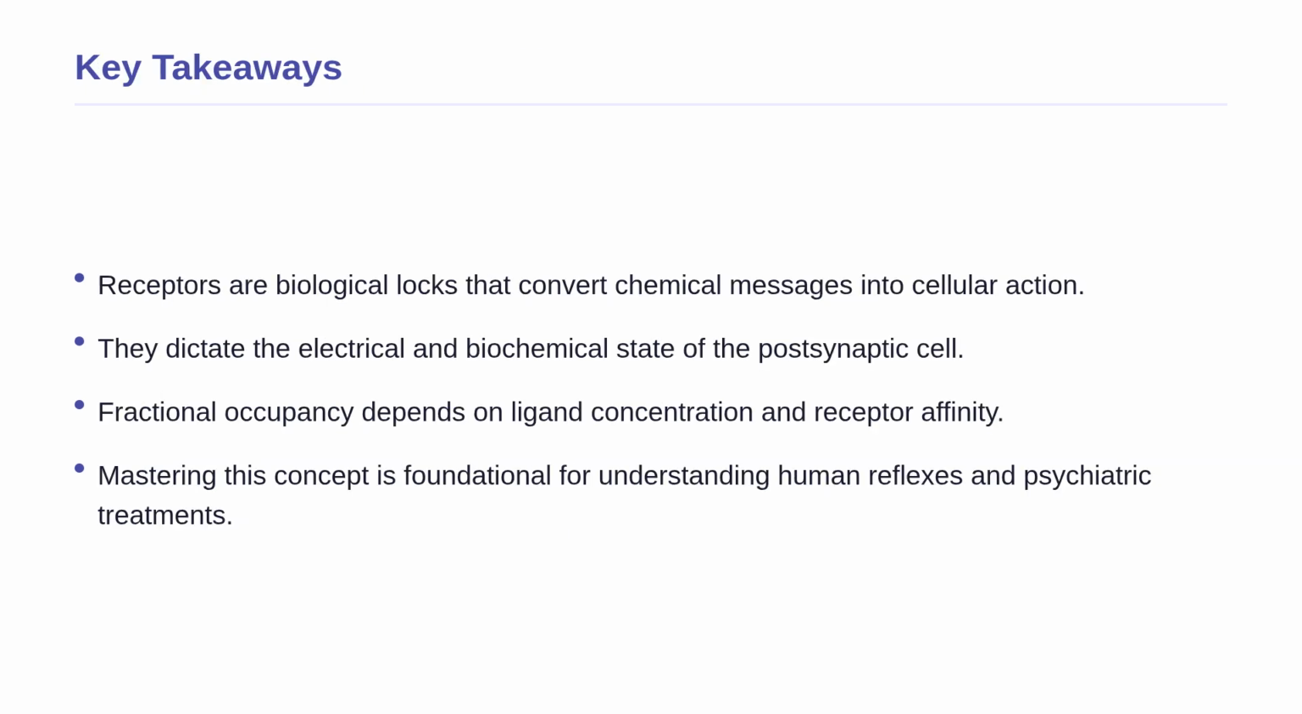To wrap up our lecture, let us review the most important ideas we have covered. First, neurotransmitter receptors are the essential biological locks that allow neurons to receive chemical messages and convert them into action. Second, by binding specific ligands, they dictate the entire electrical and biochemical state of the postsynaptic cell. Finally, the mathematical relationship between neurotransmitter concentration and receptor affinity determines exactly how strong the resulting signal will be.